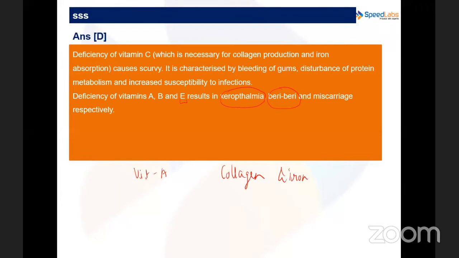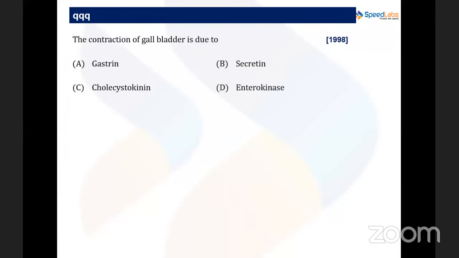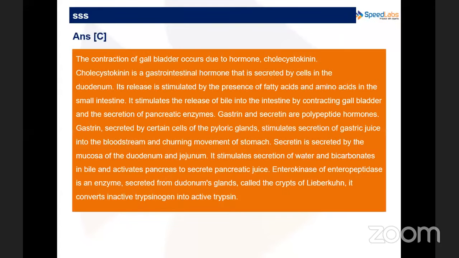Now let's move to the next question. The contraction of gallbladder is due to option A, gastrin, option B, secretin, option C, cholecystokinin, option D, enterokinase. So the answer to this question is option C, cholecystokinin. So the contraction of gallbladder is due to cholecystokinin, and it is the GIT hormone, and it is secreted by the cells of duodenum.